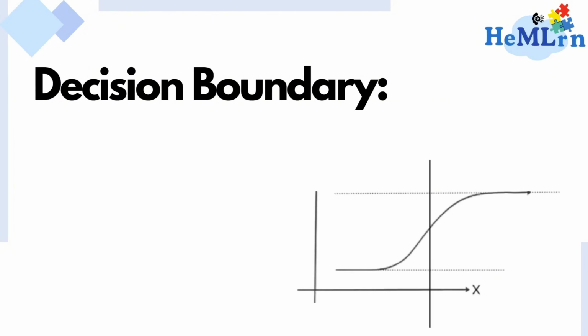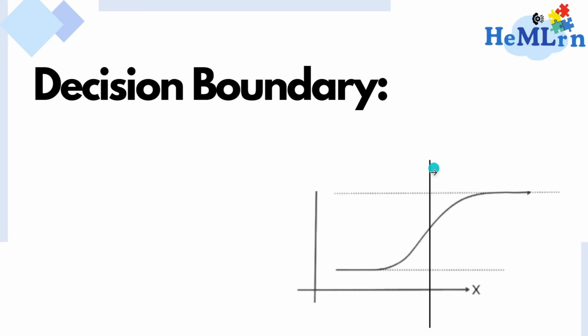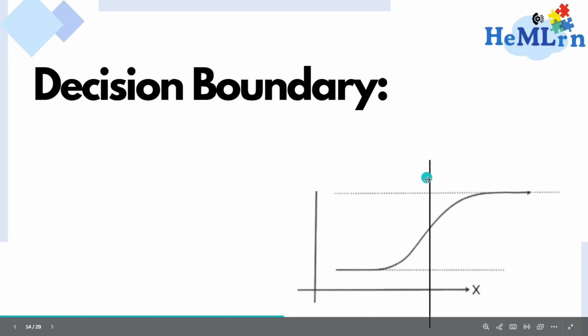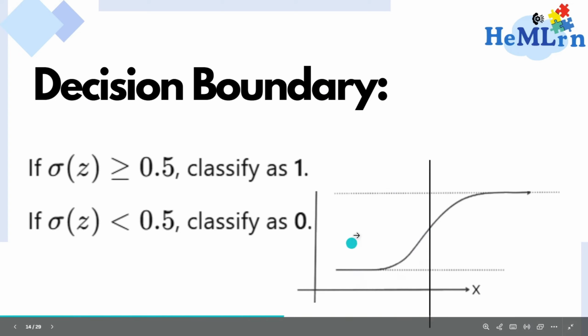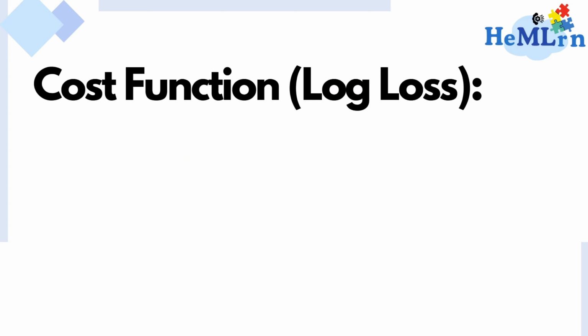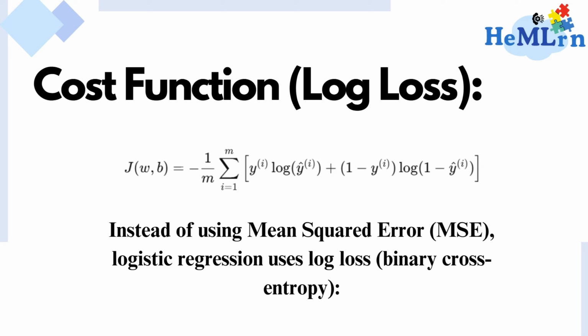Decision boundary. On the S-shaped curve, the line represents the decision boundary. It classifies at 0.5. Above 0.5 is classified as 1 and below is classified as 0. Cost function. It uses log loss as the cost function. Instead of using mean squared error, logistic regression uses the log loss, or binary cross entropy.